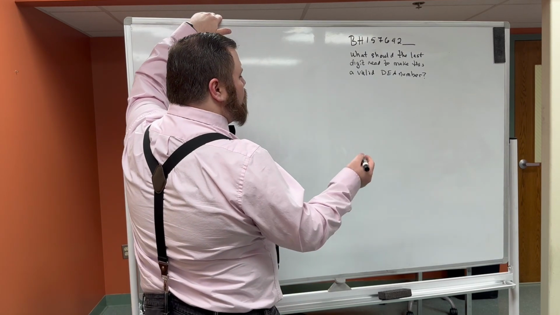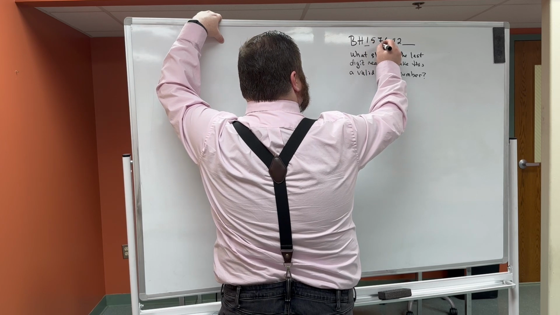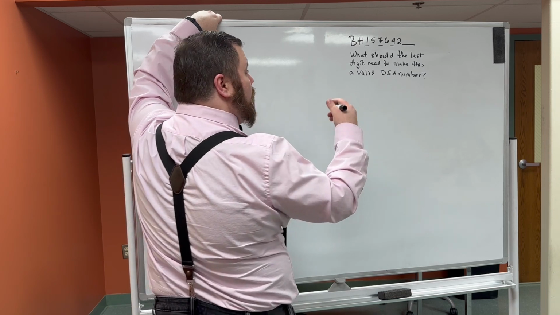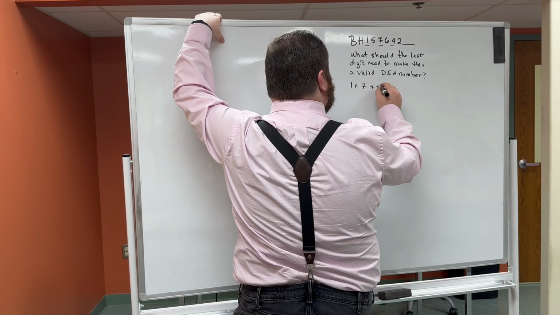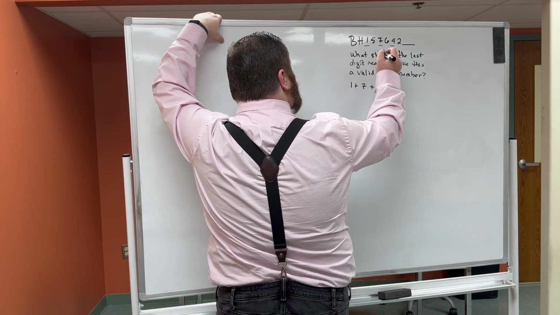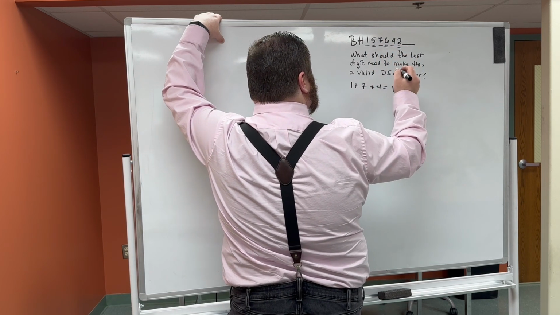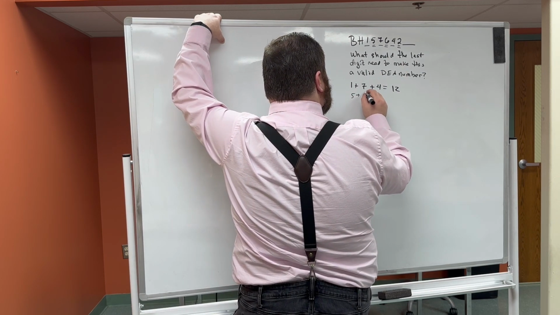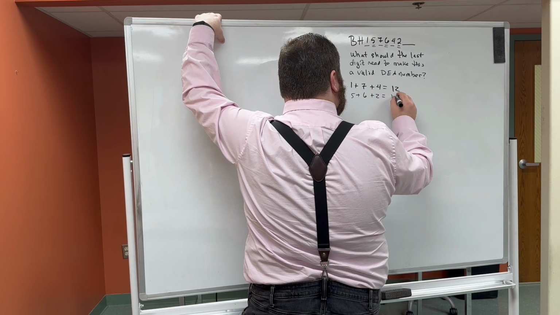The formula for calculating a valid DEA number is you take the first, the third, and the fifth number, and you add them together. So here you get 1 plus 7 plus 4, and in doing that, you get 12. Then you take the second, the fourth, and the sixth number, and you add those together as well. So you get 5 plus 6 plus 2, and what you're left with is 13.